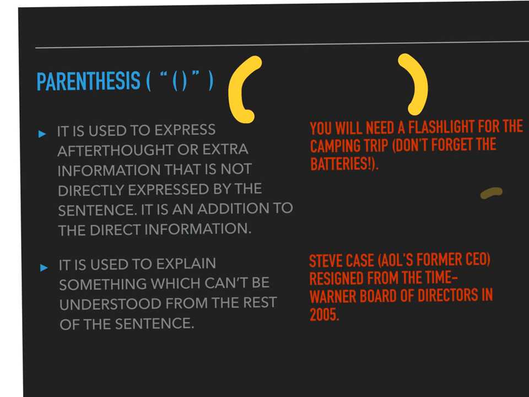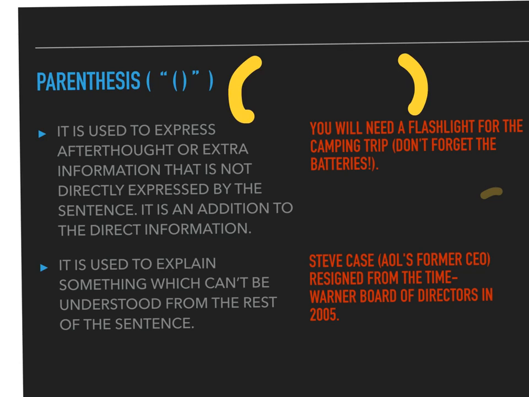And as you can see here, guys, after the batteries I am using an exclamation mark. That means I am trying to show sudden information, with emphasis on it. Don't forget the batteries. That's what I want to say. How am I going to say this? You will need a flashlight for the camping trip. Don't forget the batteries, because I want to pay sudden attention to that piece of information, but not directly.